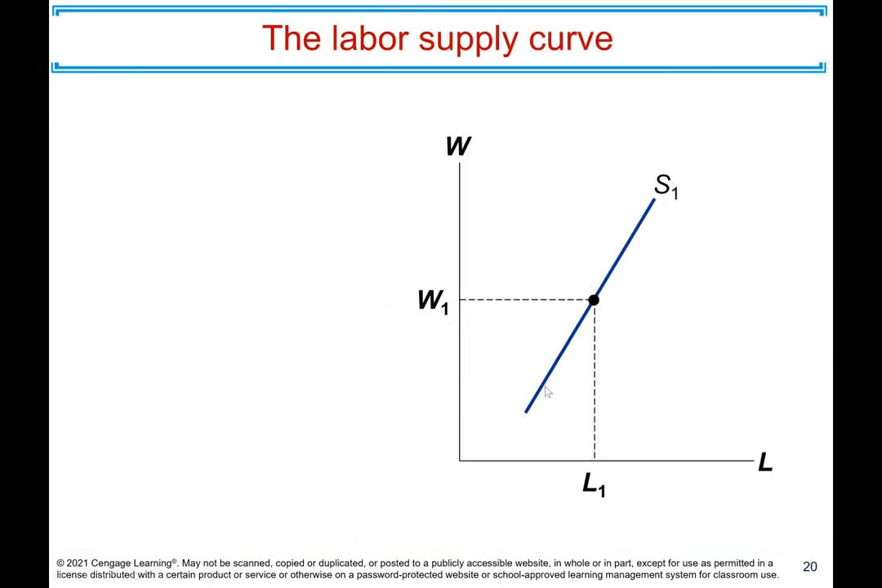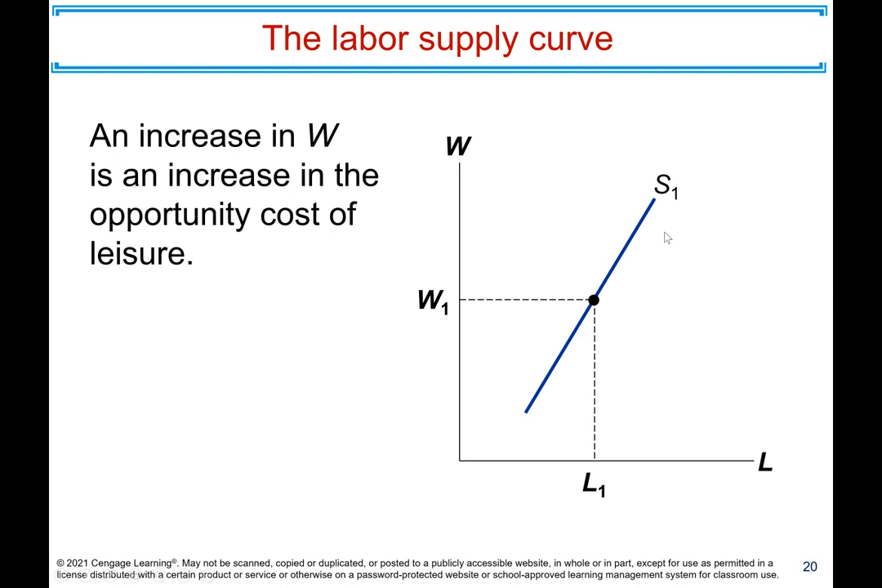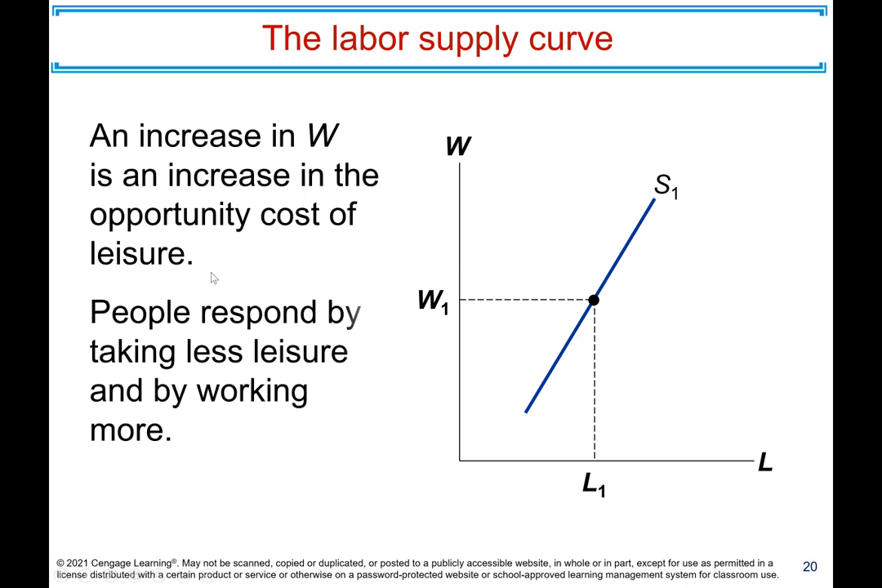Labor supply is upsloping. An increase in the wage rate is an increase in the opportunity cost of leisure. People respond by taking less leisure and by working more. If the wage rate goes from W1 to W2, more people will provide labor, from L1 to L2.